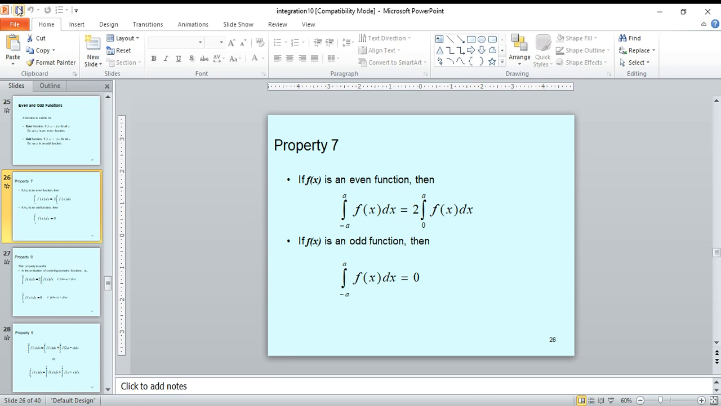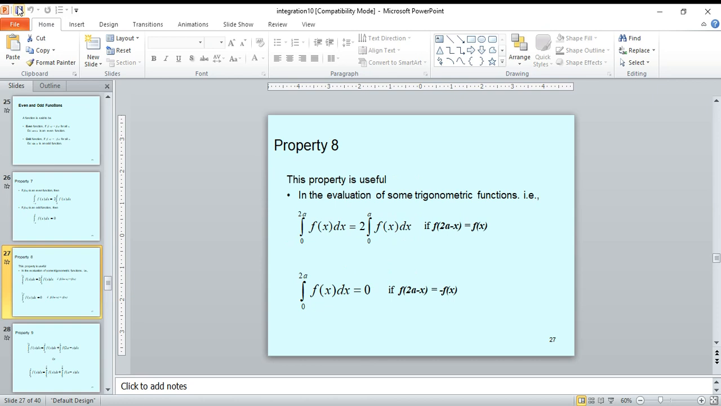Next, if f of x is an odd function, then integration minus a to plus a f of x dx equals simply 0. Integration minus a to plus a f of x dx is 0 whenever f of x is an odd function.